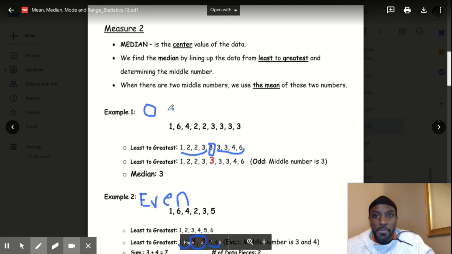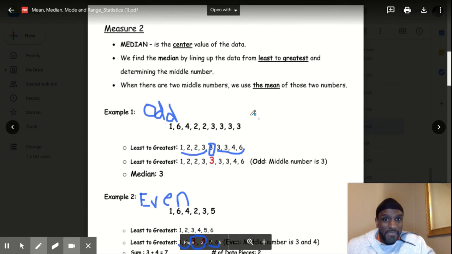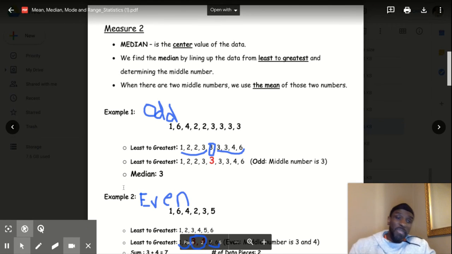Notice right here, Mr. Hunt had 9, odd. Oh, man, having a hard time writing odd. Okay, odd set of numbers. Now, that means that here I have 9 numbers. There I had 6. So let's keep going. That is the median.